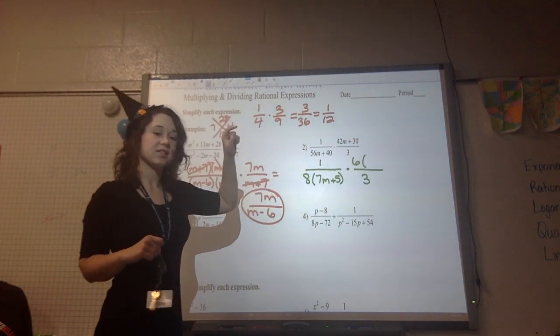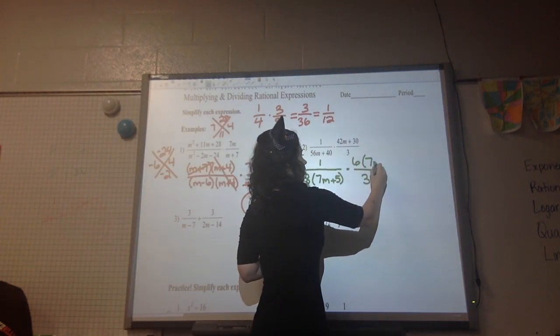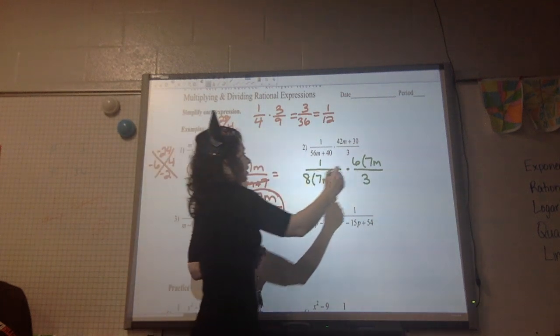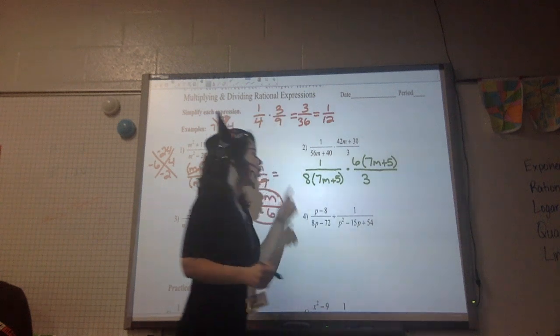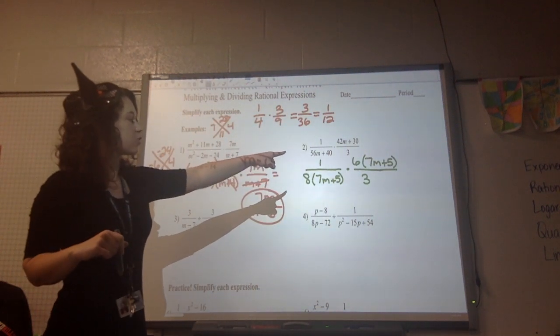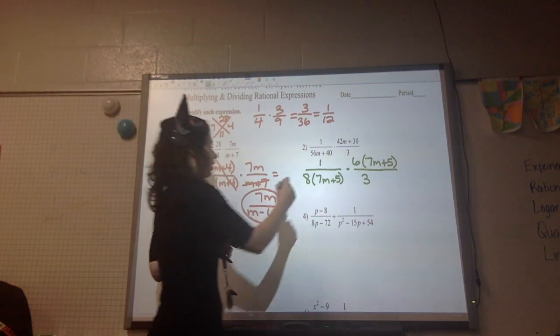Well, when I pull a 6 out of 42, that leaves me with 7. That's got an m with it. When I pull a 6 out of 30, that leaves me with a 5. And hopefully you just noticed something right here. You should have noticed that there's now a 7m plus 5 on top and bottom, which means that I can cross them out.